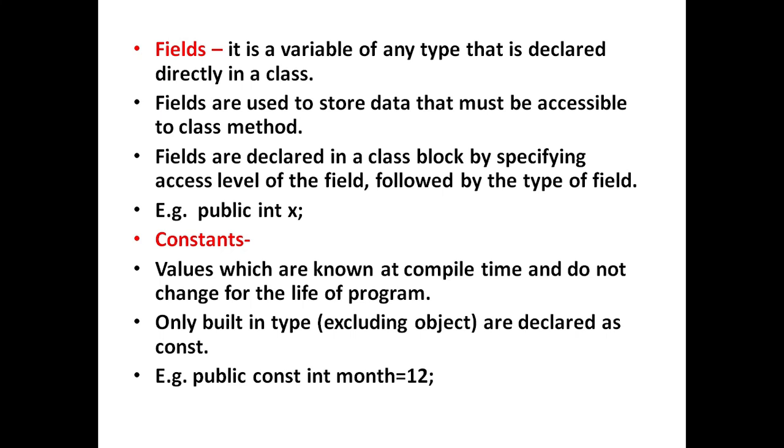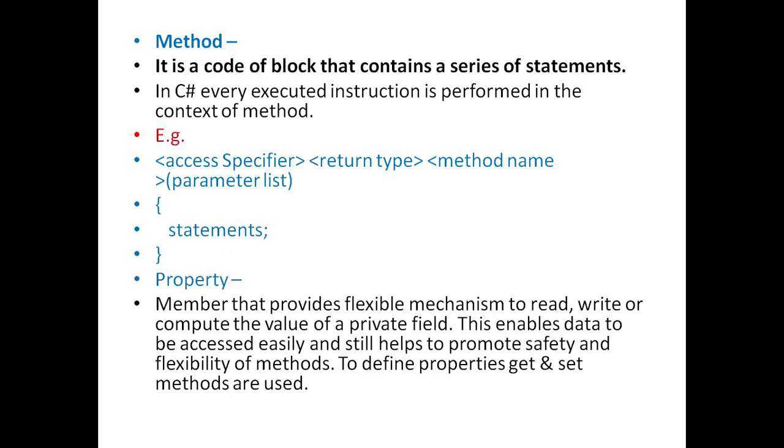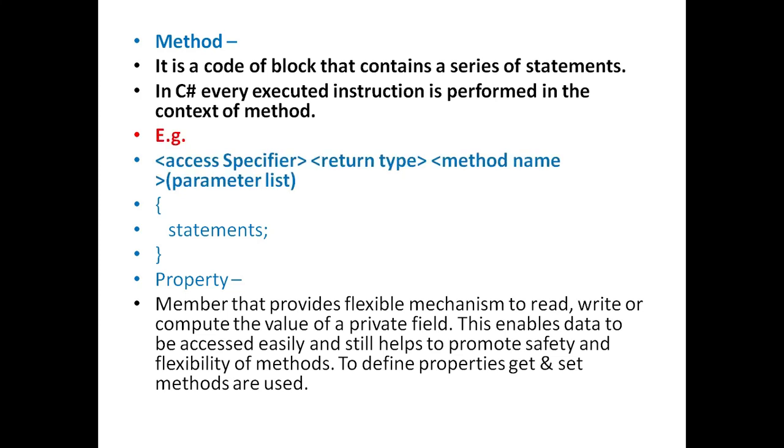Methods are a block of code that contains a series of statements. In C#, every executed instruction is performed in the context of a method. For example, to define a method, we will use first access specifier, then return type and method name with parameter list. And the body of the method contains statements that are going to be executed through the method.